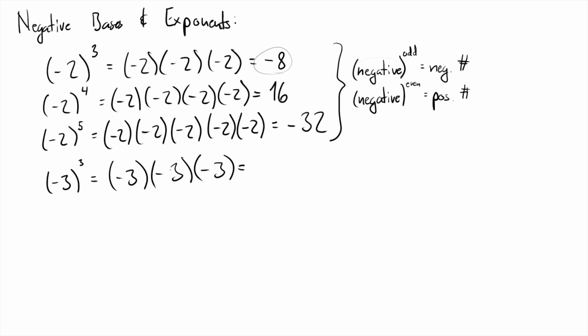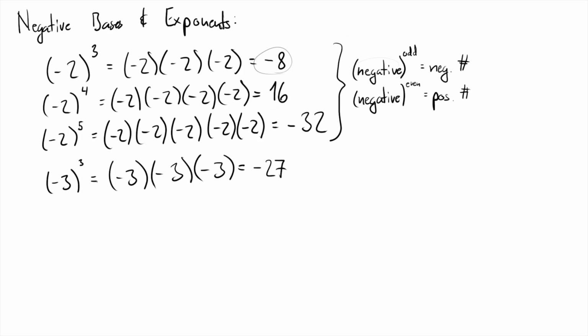Negative 3 times negative 3 is positive 9. Positive 9 times negative 3 is negative 27. So I get negative 27, and my rule works as well. It doesn't just work for a base of negative 2, it works for a base of negative 3, and in fact it works for any negative base. Okay, wonderful. So that's what happens if I have a negative base.